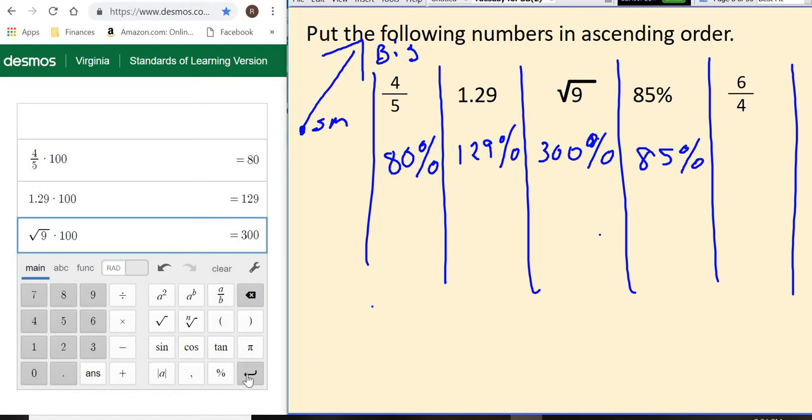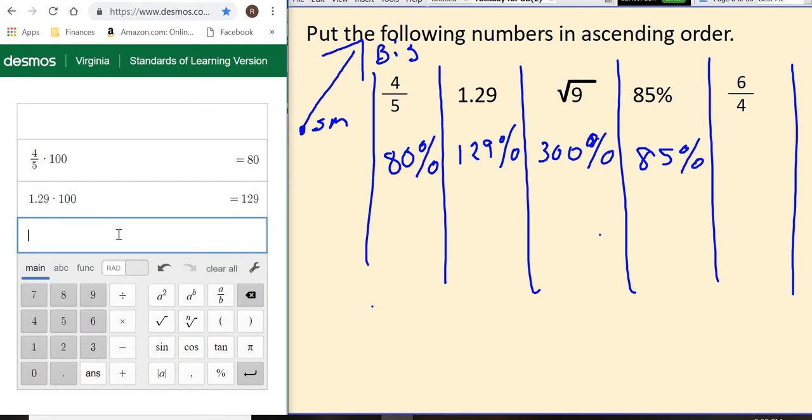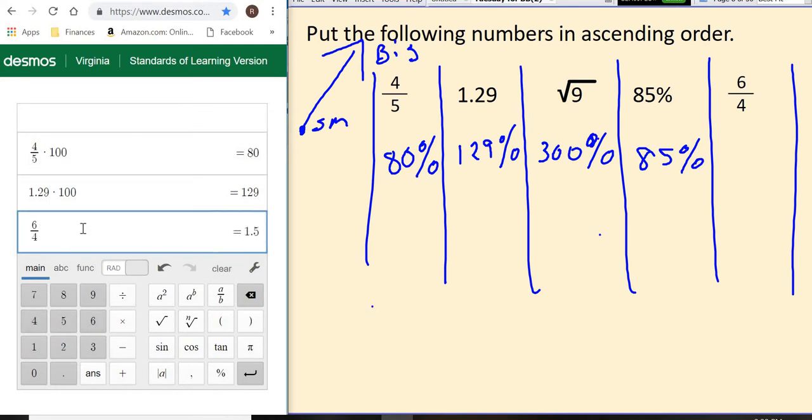So let's come down here and do 6 divided by 4. Whoops, I'm sorry. I was completely on the wrong line. So I'm going to clear that. And I'm going to do 6 divided by 4. Come out here and multiply by 100. Which gives me 150%. So I know I'm starting from my very smallest percent.